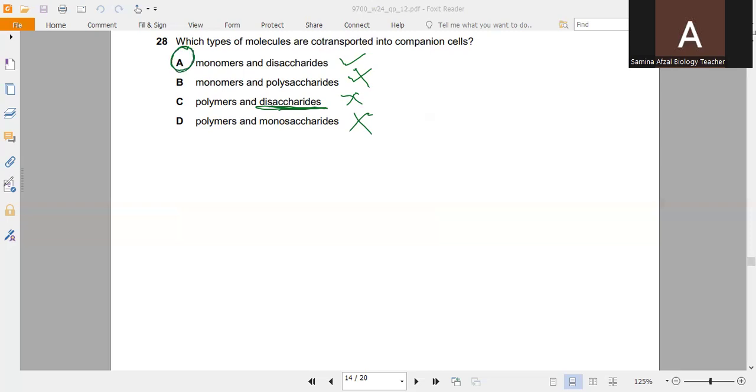So I would like to say A is monomers and disaccharides. These are the molecules which are co-transported into the companion cells. So it was all about questions number 15 to 28.